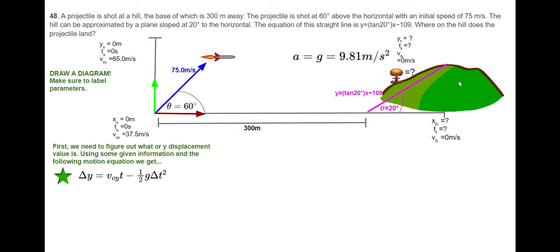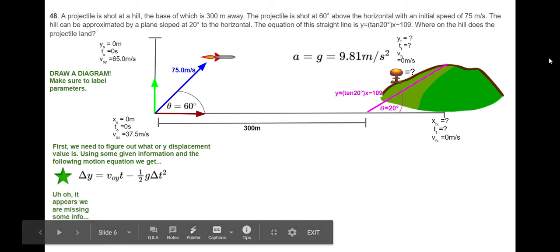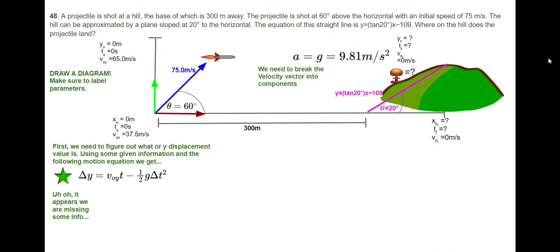So if we think about it for a second, we can take this vector and break it up into its components since we're missing some information. We're going to get the x component, which is the initial velocity times the cosine of theta, which comes out to 37.5 meters per second. And then to get the y component, we do the initial velocity times the sine of theta, which is 75 meters per second times the sine of 60 degrees, and we get 65 meters per second.